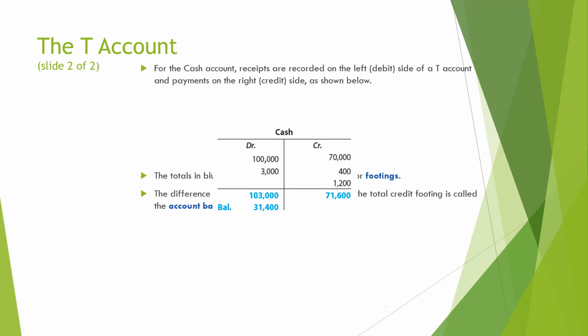To get to the balance of cash here, we will subtract debits and credits and then put it on the side that's the biggest. So subtract 103,000 minus 71,600, we get 31,400, and we put it on the side that's the biggest. Well, 103,000 is on the debit side, 71,600 is on the credit side, so the biggest side is the debit side. So we would say that cash has a debit balance of 31,400 on this screen.